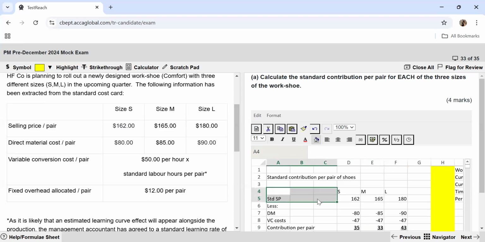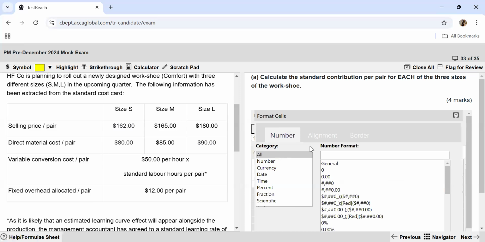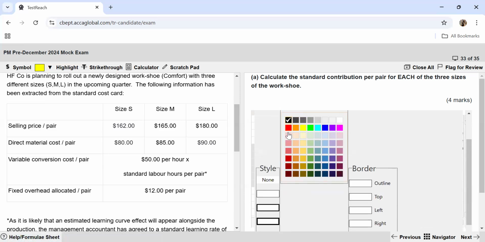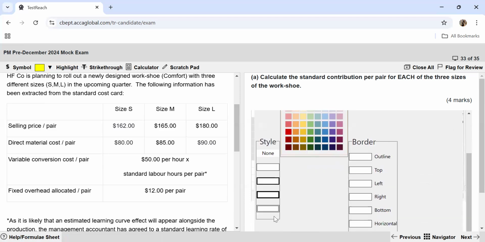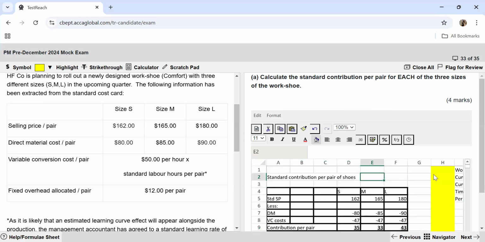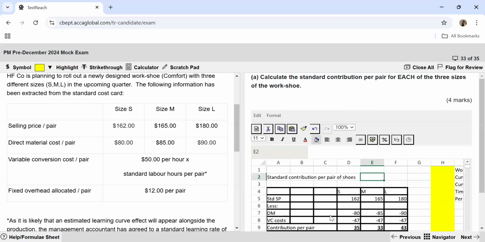Another thing to make your answer neat and clean would be to put all of this in a table. Maybe start this table from here. How you create a table is format, go to cells, go to border, pick a color. Color will be black. Then the next thing that we do is select which sort of outline we want. Select all of these and click on OK. So table will be created for you, right? So this is how the presentation can be taken care of.